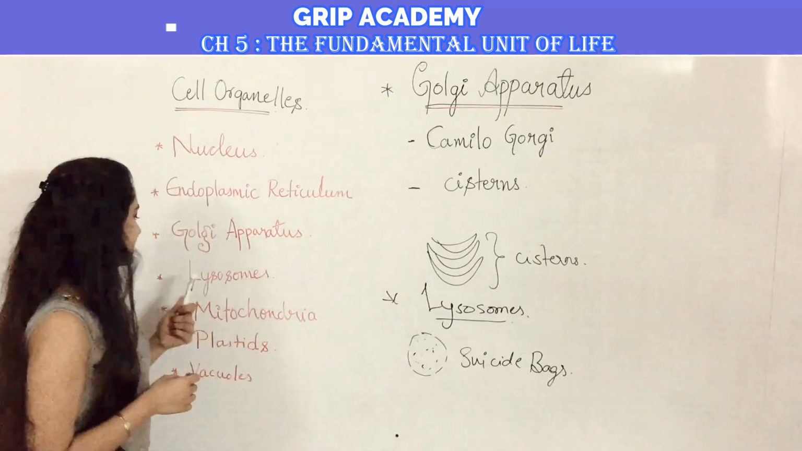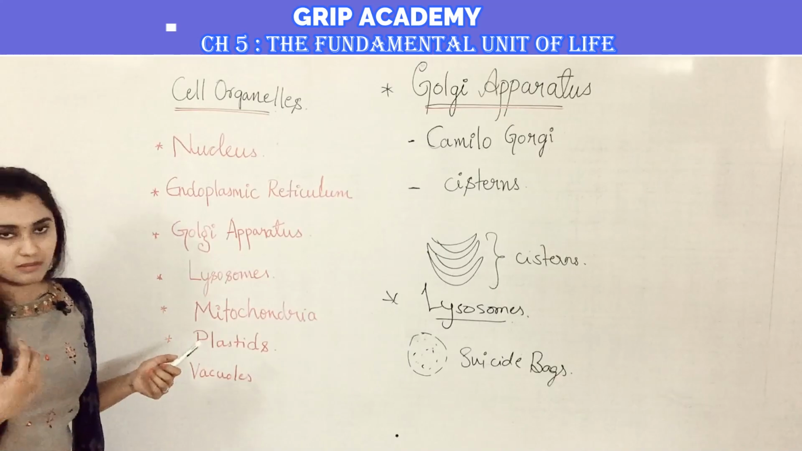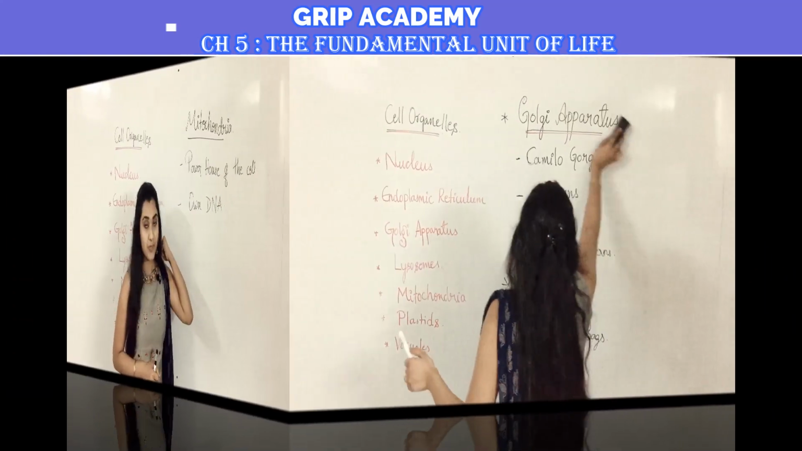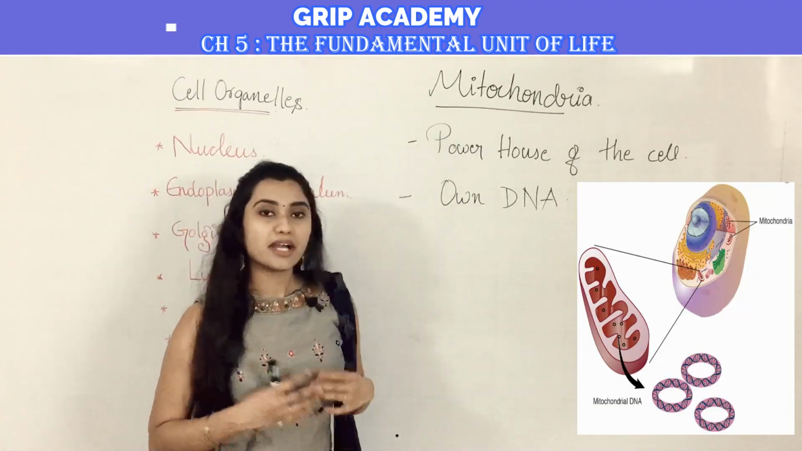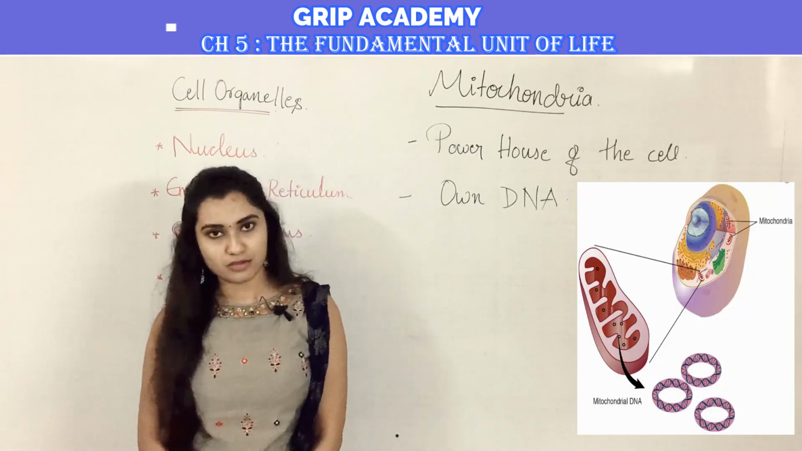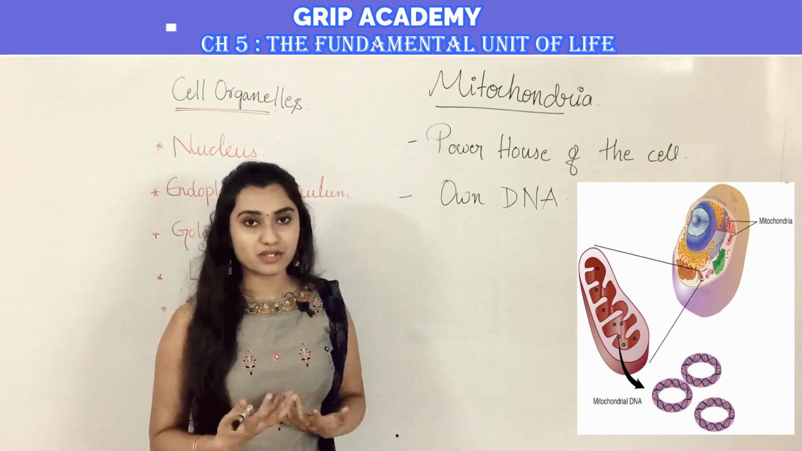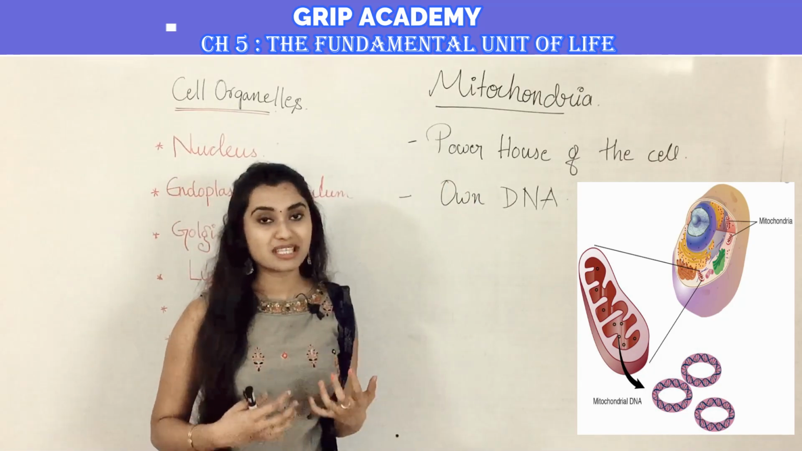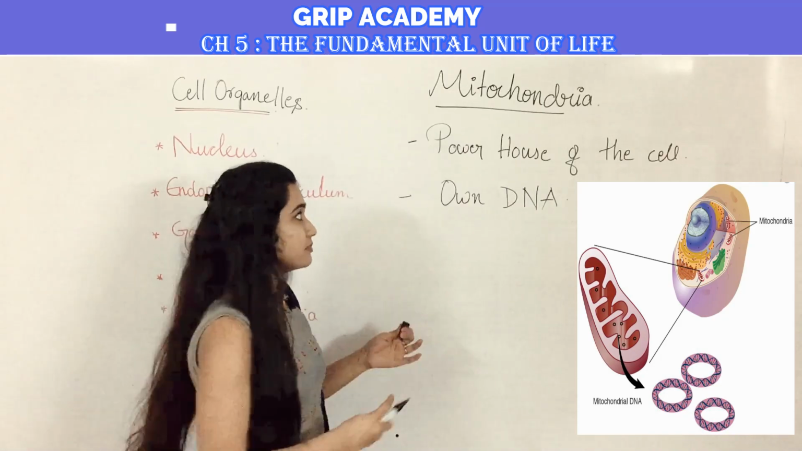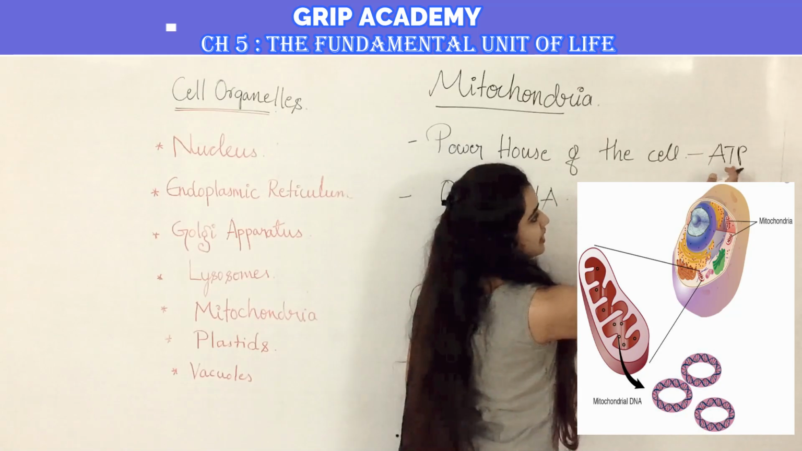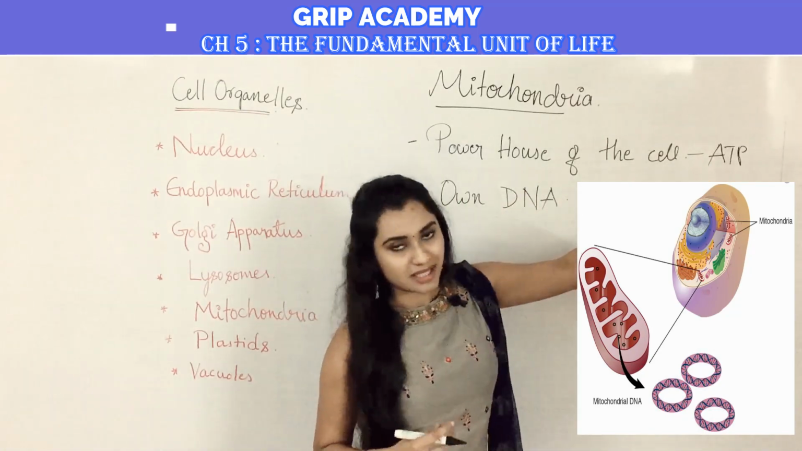Let's move on to the next cell organelle, mitochondria. Mitochondria is also called the powerhouse of the cell. Why is it called so? It is because the mitochondria is responsible for producing energy in the form of ATP molecules, which is adenosine triphosphate. This is nothing but an energy currency.